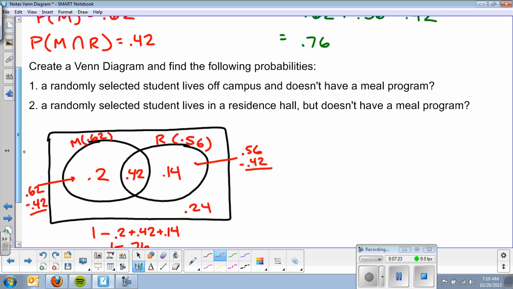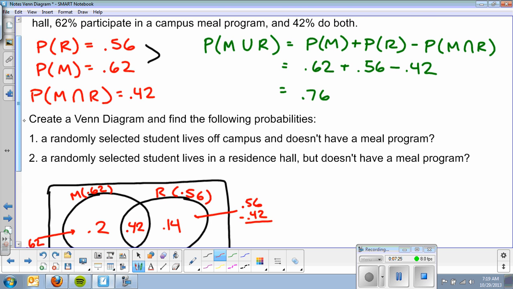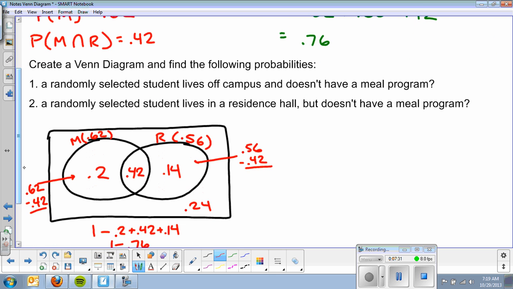Now, if we go back up to the original answer that we got, which was 0.76 for meal plan or residence hall, it's, again, not a coincidence because these three areas here are part of the circles and therefore part of either M or R, and this is neither. So really the sum of these three would give me the same answer.